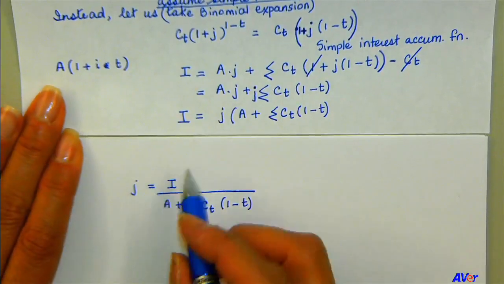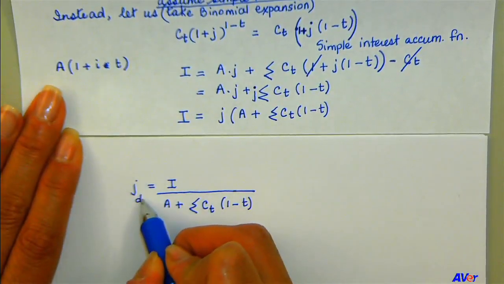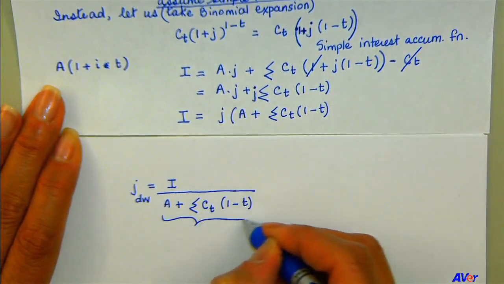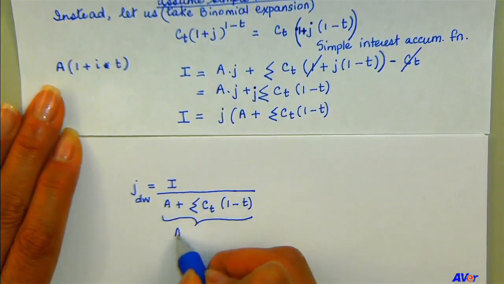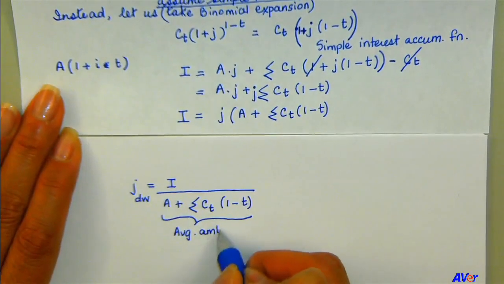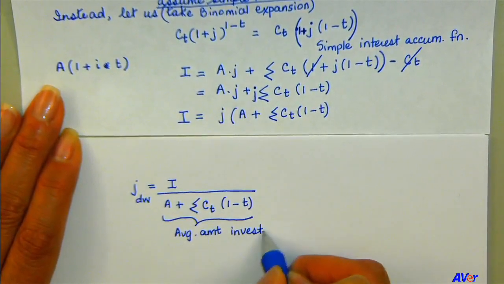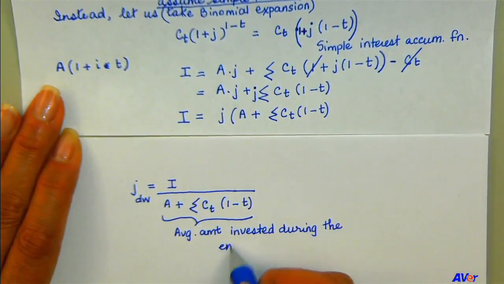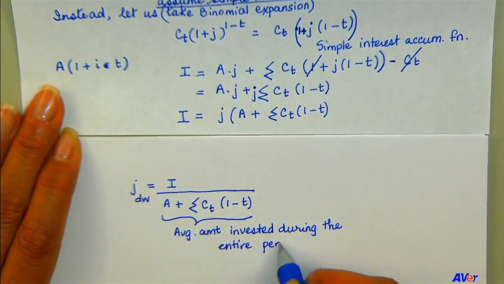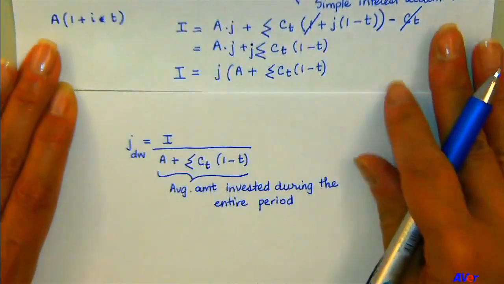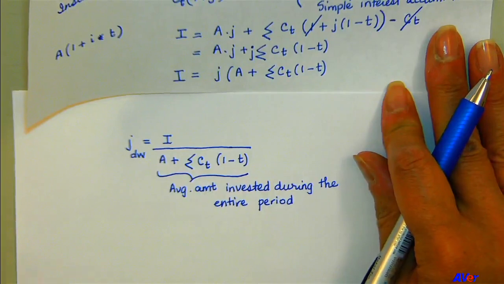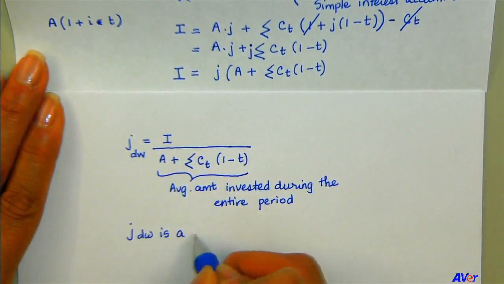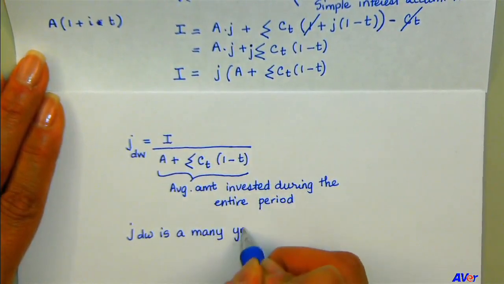And this J is going to be called J dollar weighted, DW for dollar weighted. So look at the denominator as the average amount invested during the entire period. And of course the period was rescaled from 0 to 1. So JDW is a many year return.